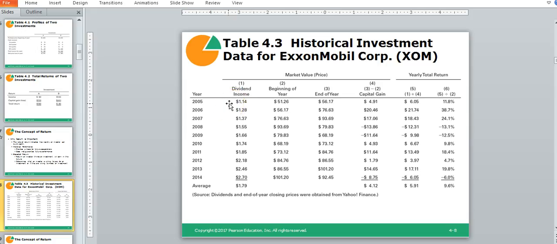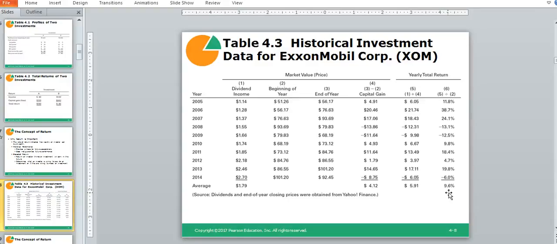Anyway, the book did this for this 10-year period of time and then just calculated simple averages. So we can see that the average dividend over this 10-year period was $1.79. That was the average annual per year. Capital gains was $4.12. That means the total gain, the sum of these two, was $5.91, or a percentage equivalent of 9.6%. So the average annual return on ExxonMobil for the year 2005 to 2014 was 9.6%.